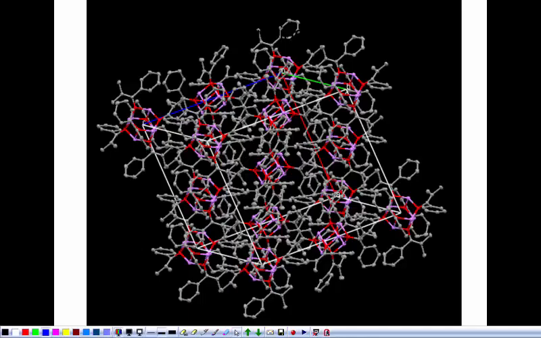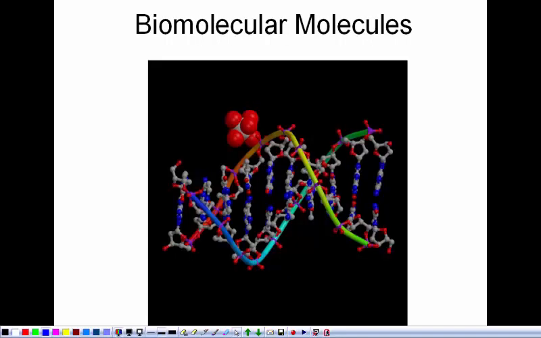Now, you've seen the results of X-ray crystallography if you've taken any biology class, or even if you haven't taken biology. This is DNA. How was the structure of DNA determined? X-ray crystallography by Watson and Crick. That's how they determined the structure of it.